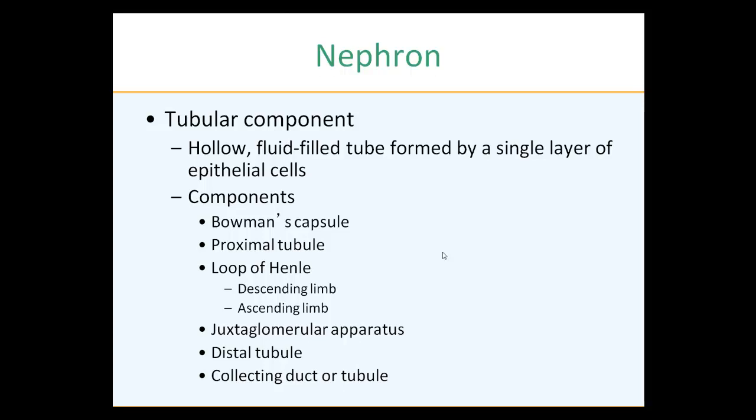They look different, they function differently, and they have different cell lining in those two limbs of the same loop of Henle, which we sometimes call the nephron loop. We talked about the juxtaglomerular apparatus quickly, but we're going to spend a significant amount of time on it. Then we have the distal convoluted tubule, and finally, also part of the nephron, the collecting duct or collecting tubules.